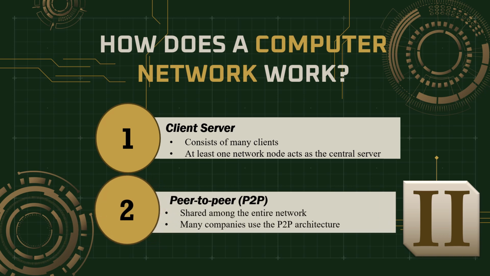Number 2 is peer-to-peer, in bracket P2P system, which says that each connected device on this network behaves as the client as well as the server and enjoys similar privilege. The resources of each peer are shared among the entire network, including memory, processing power, and printing. Many companies use the P2P architecture to host memory-intensive applications, such as three-dimensional rendering across multiple network devices.